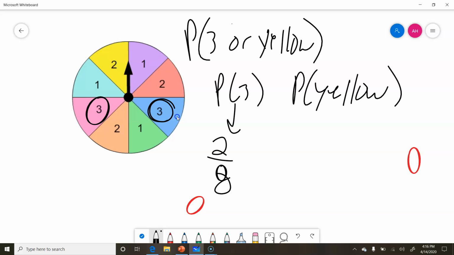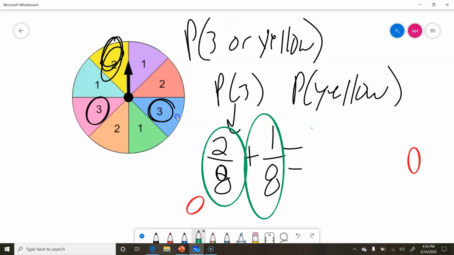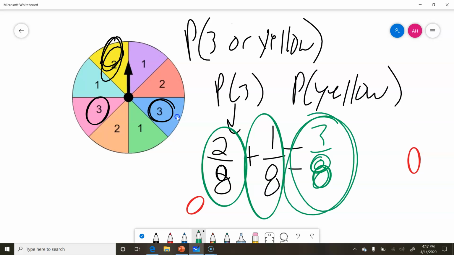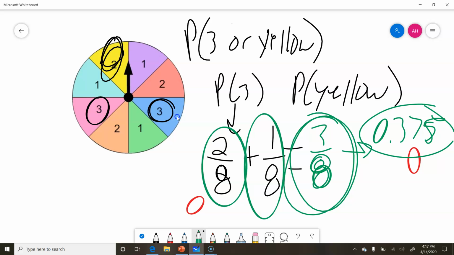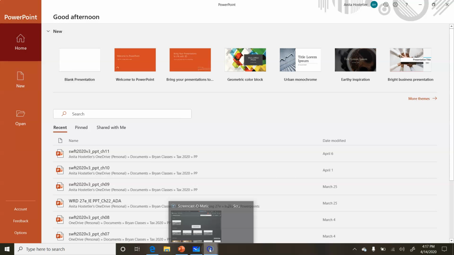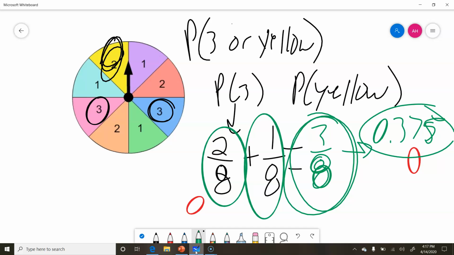Now, I come to P of yellow. What's the probability of getting a yellow one? Well, there's only one yellow one up here. So that's plus 1 out of 8, which equals, what is 2 8ths plus 1 8th? Well, that's 3 over 8. So that's my answer, 3 out of 8, which then is a fraction. 3 out of 8 is 0.375. So I can leave it either way. In the book, they want both. They want you to leave it as both the fraction and the decimal.